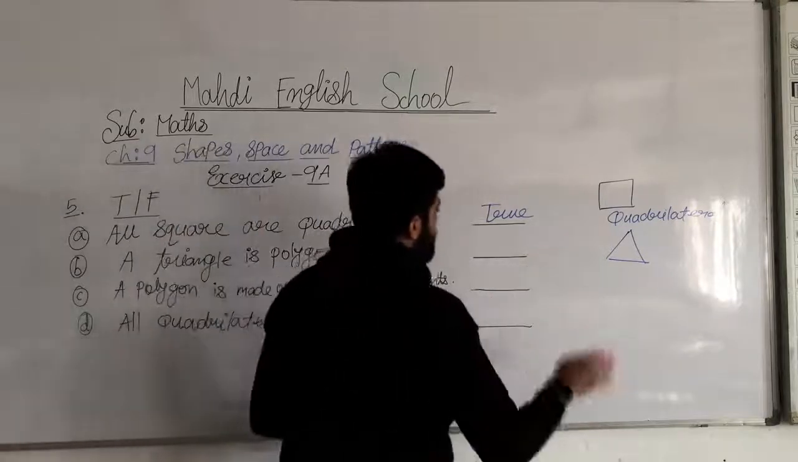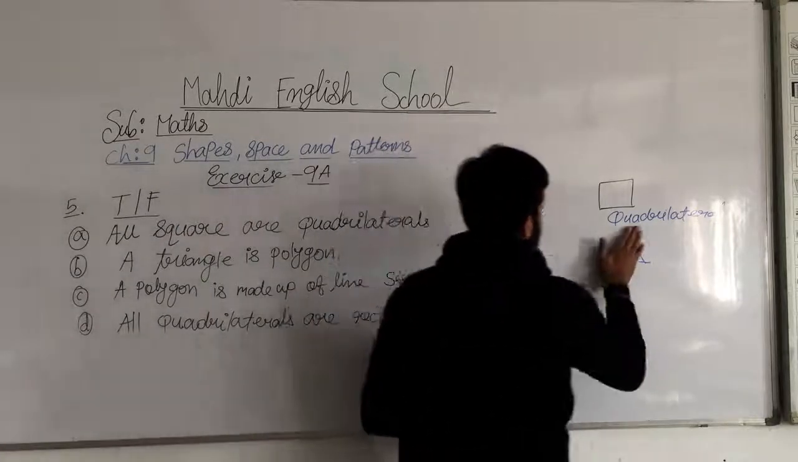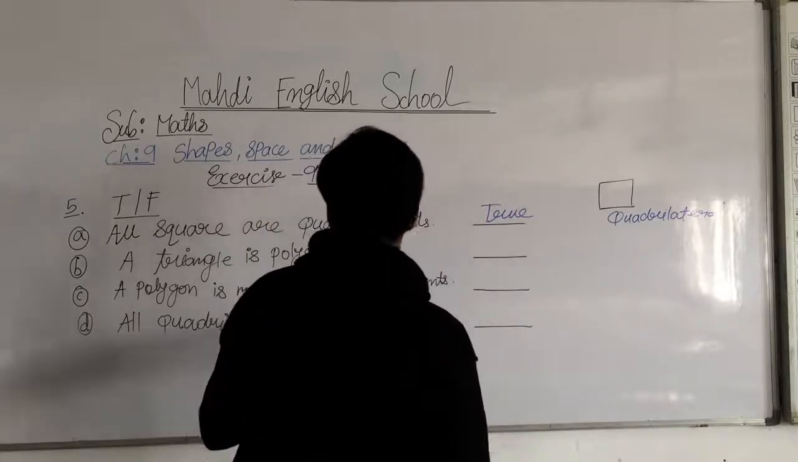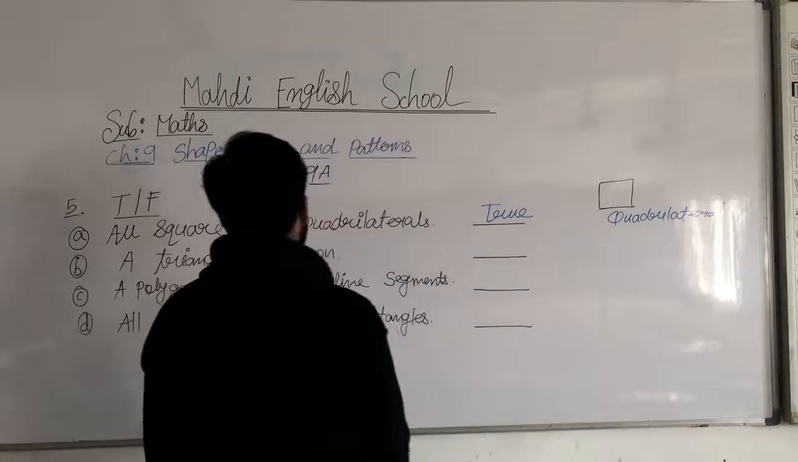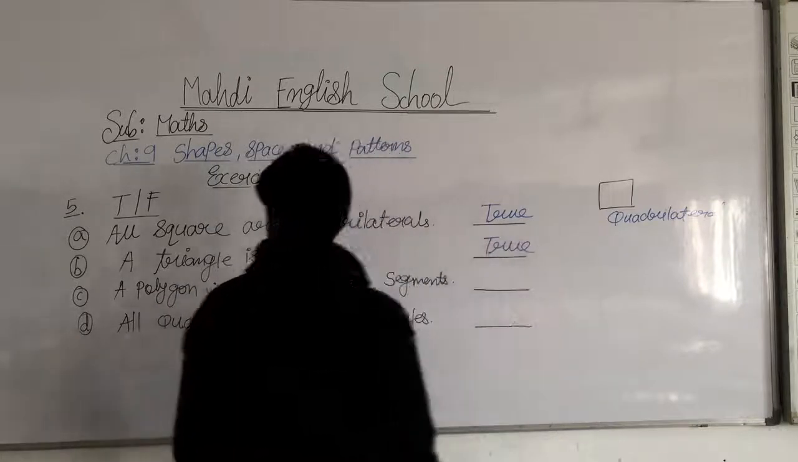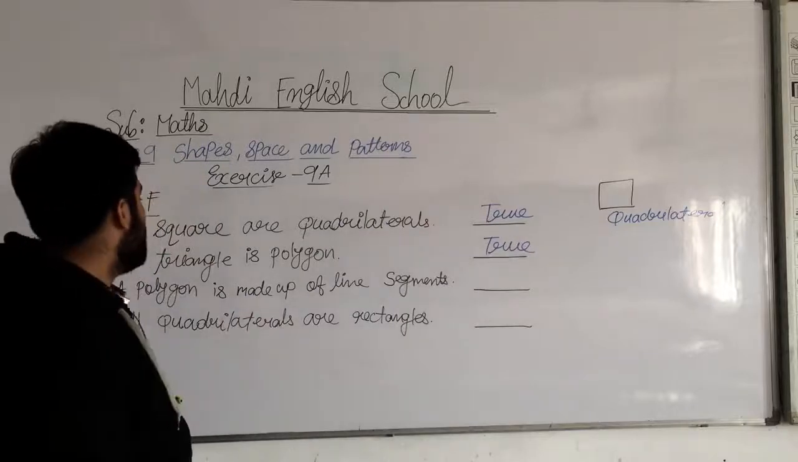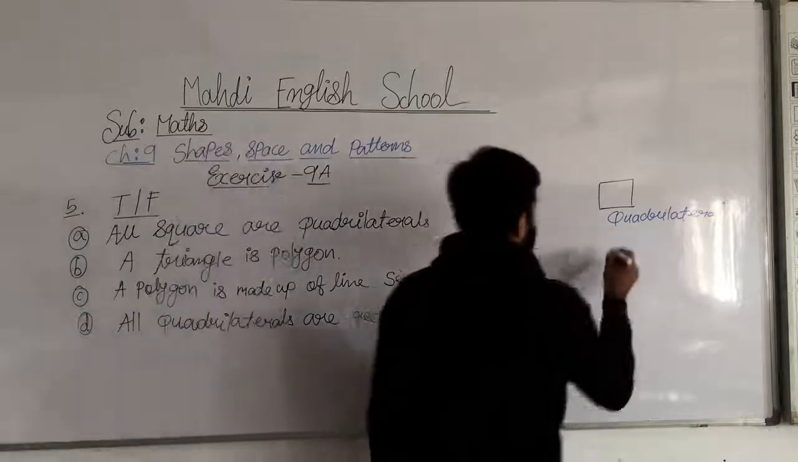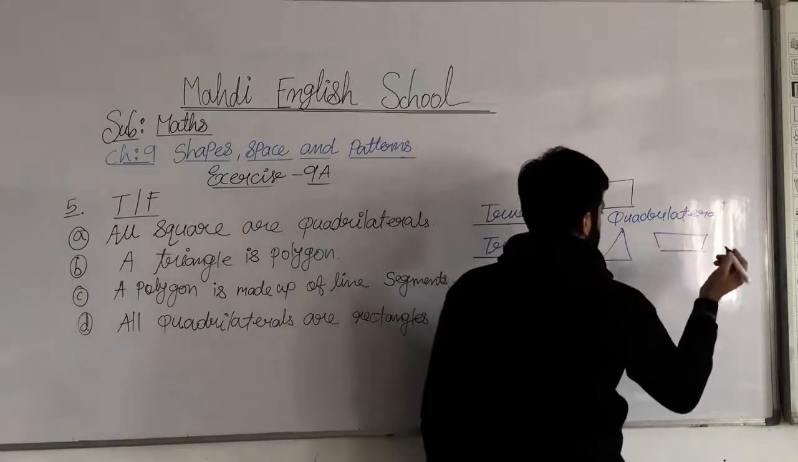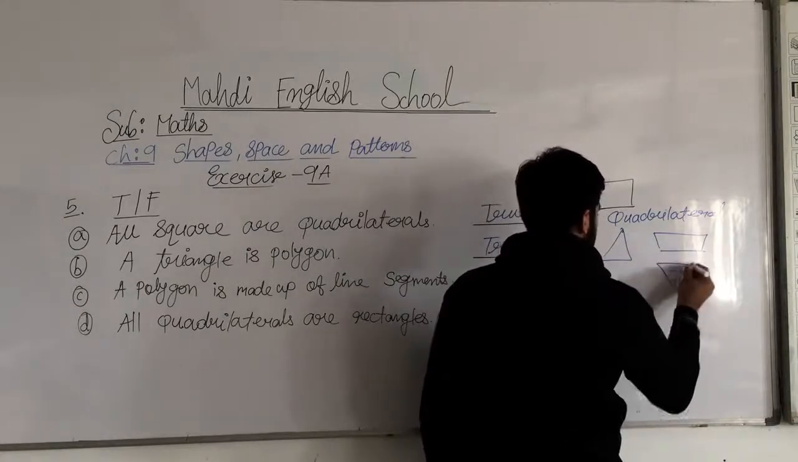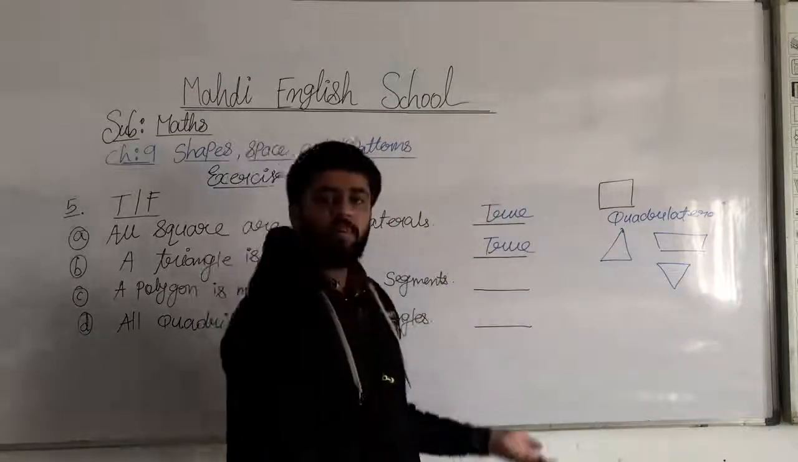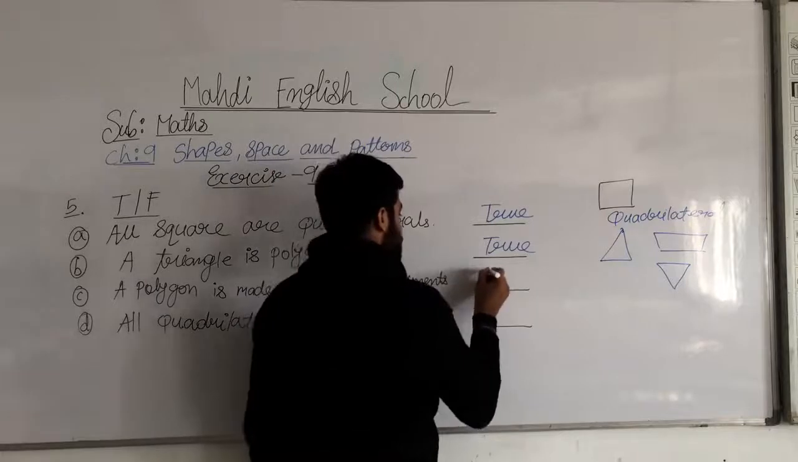So my dear students, all squares are quadrilaterals. Is it correct? Then the triangle is a polygon. So yes, it's true, a triangle is a polygon. A polygon is made up of line segments. A polygon is what? A figure of line segments we call a polygon. So yes, it's true.